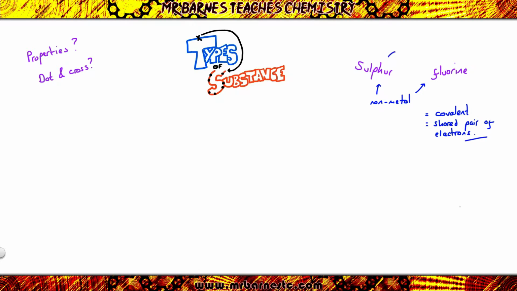So this time I need to figure out the valency. Sulfur's in group 6, fluorine's in group 7. Therefore, the valency: if you're in group 6, it needs 2 electrons, therefore it can make 2 bonds, and group 7 can make 1 bond. So I can work out my stick diagram. Sulfur has 2 bonds, fluorine only 1, so I can join fluorine onto sulfur twice, and I'm going to have my stick diagram looking like this.